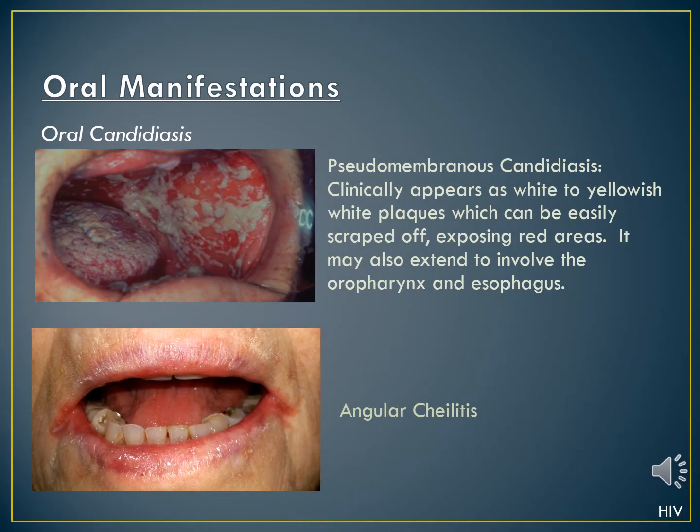Next, we'll see the oral manifestations of HIV. So oral manifestation of HIV can be divided into two parts, which is the oral candidiasis and also periodontal lesions. So under oral candidiasis, there are 4 types.